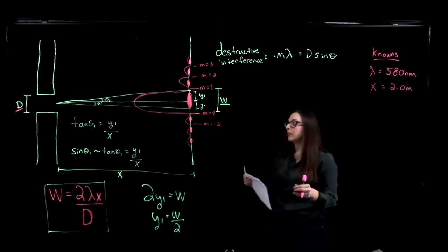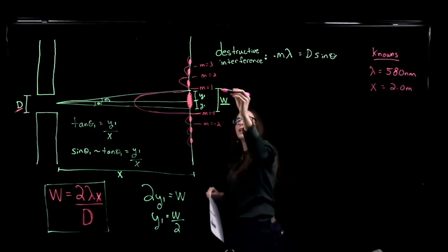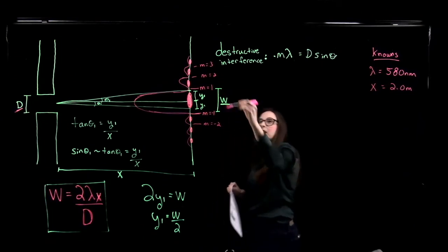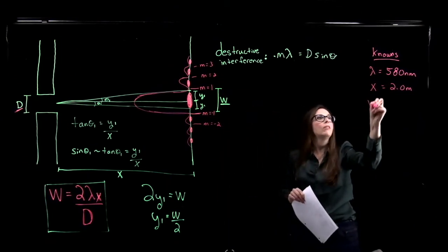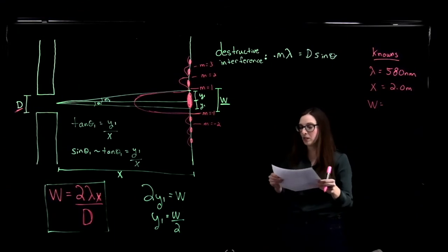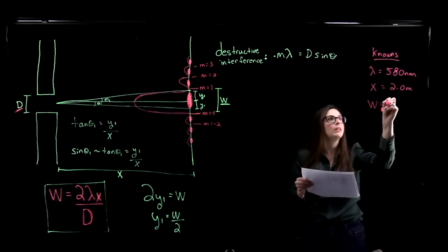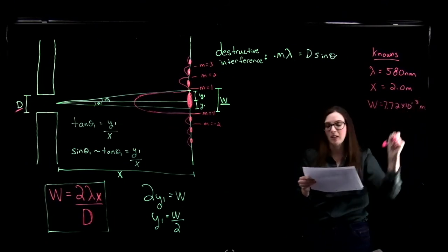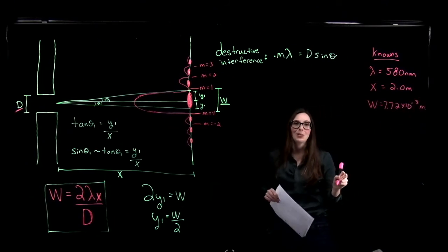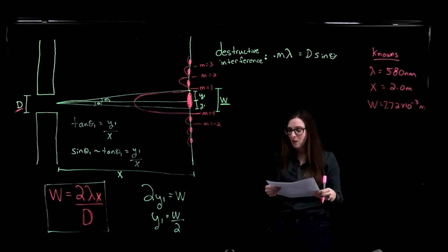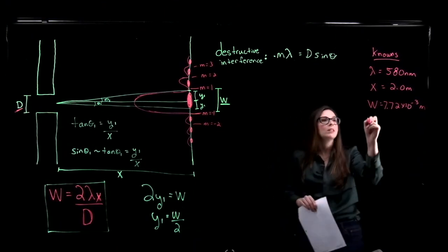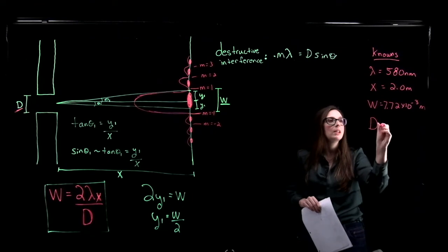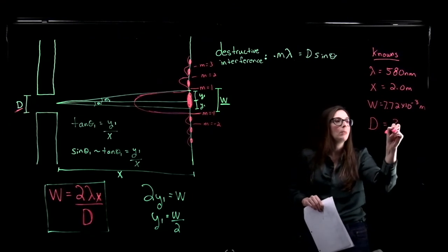And the width of our central bright fringe, that's the W that we were just talking about, is 7.72 times 10 to the minus 3 meters. That's also 7.72 millimeters. Okay. Determine the width of the slit. So the width of the slit is capital D, question mark.